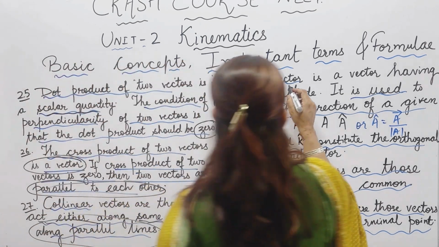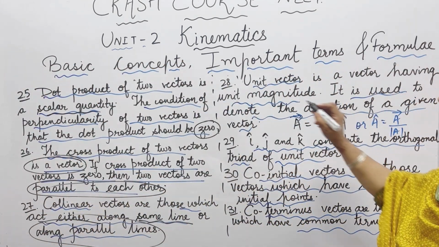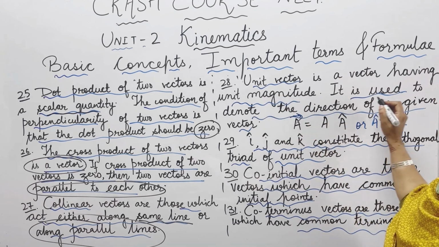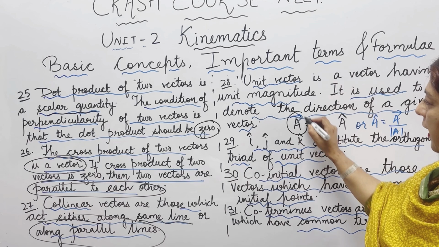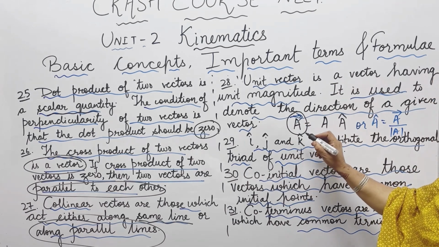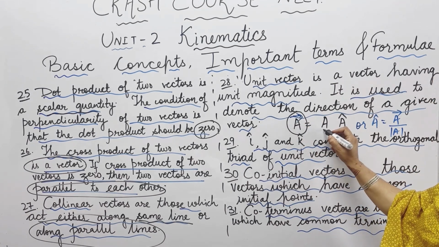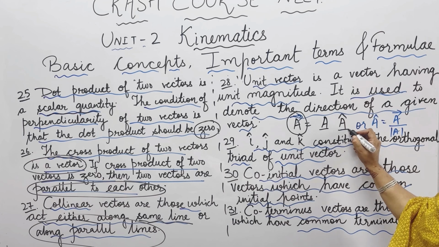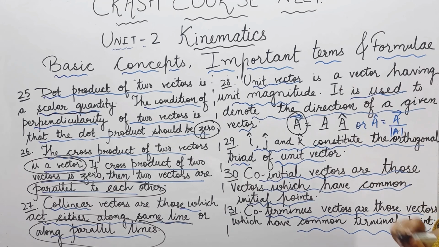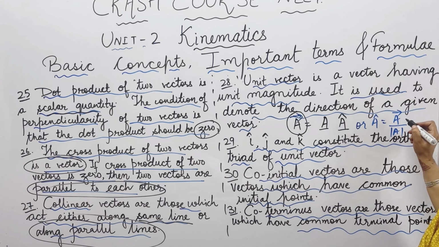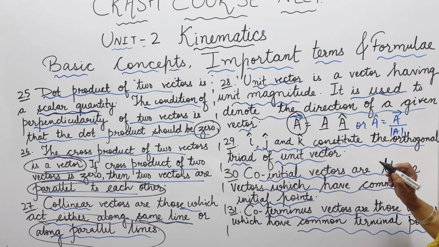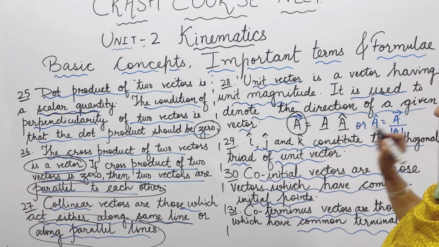Next is the unit vector. It is a vector having magnitude 1. It is used to denote the direction of a given vector. Vector A constitutes magnitude and direction, so this can be written as magnitude of A into A cap, that is giving us the direction, and this magnitude is 1. So A cap is equal to A vector by its magnitude. So we are left with direction, that is A cap.